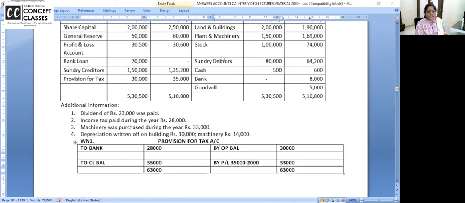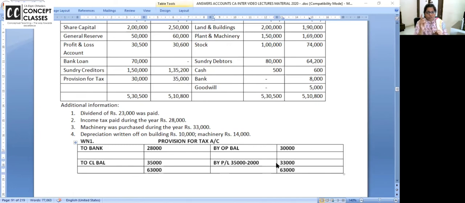Yeah. I will explain current assets and current liability again. No problem. Yeah. Keep putting your doubts in the chat box. No problem. ये provision का account समझा? फिर से I want to go slow. Opening provision 30,000. Closing provision 35,000. Income tax paid, provision to bank. And balancing figure is P&L. It's not always like this.